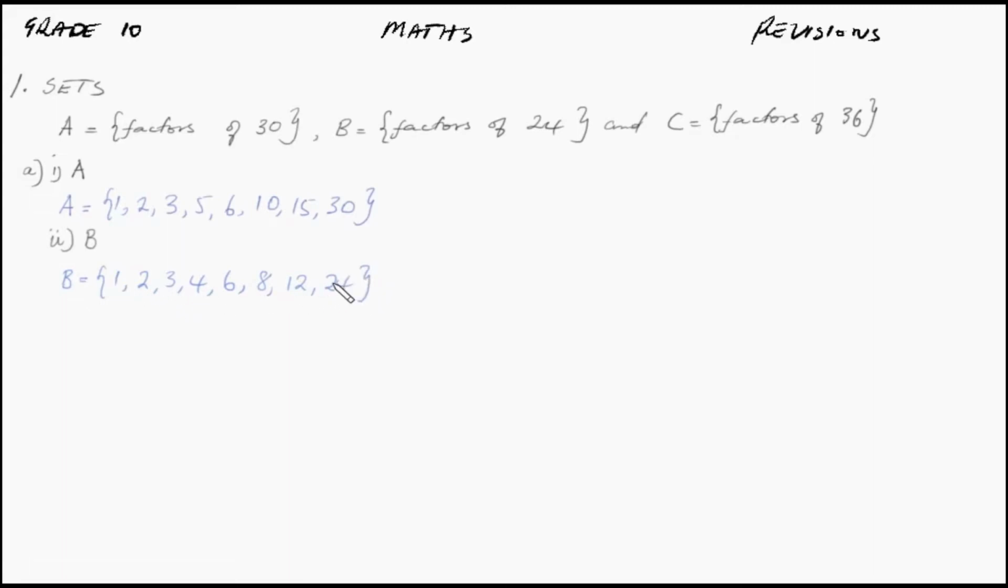1 times 24 is 24. So 1 and 24 are the factors of 24. 2 times 12 is 24. 3 times 8 is 24. 4 times 6 is 24. So all these elements are factors of 24. Okay? Now, Roman figure 3.